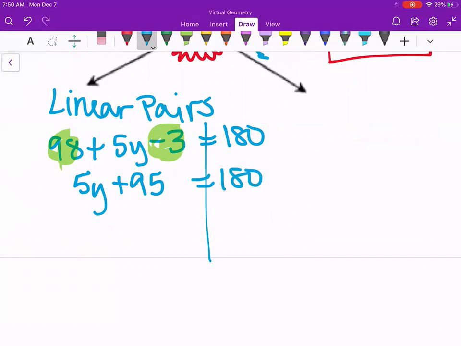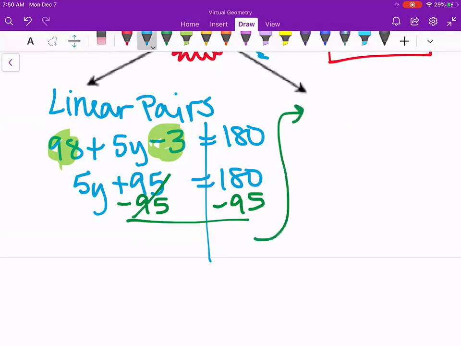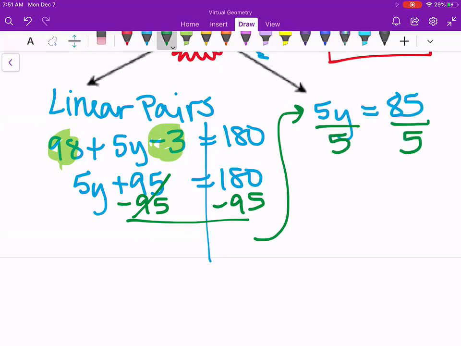So we're going to have to minus that 95 from both sides. So minus 95. All right, so 5y is equal to 85. One last step. Now we can divide both sides by that 5. And my y is 17.